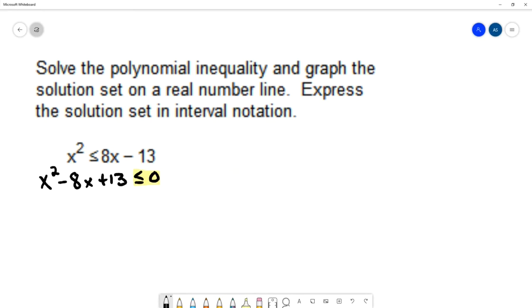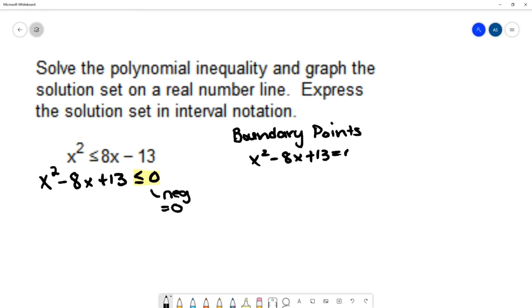So because this inequality has less than, that means that we're going to be looking for negative values. And because we have the equal to, we're also looking for values that equal 0 that solve this inequality. So we'll start off by finding the boundary points. And to find the boundary points, we're going to solve the equation x squared minus 8x plus 13 equals 0. So you can think of these as boundary points or x-intercepts.